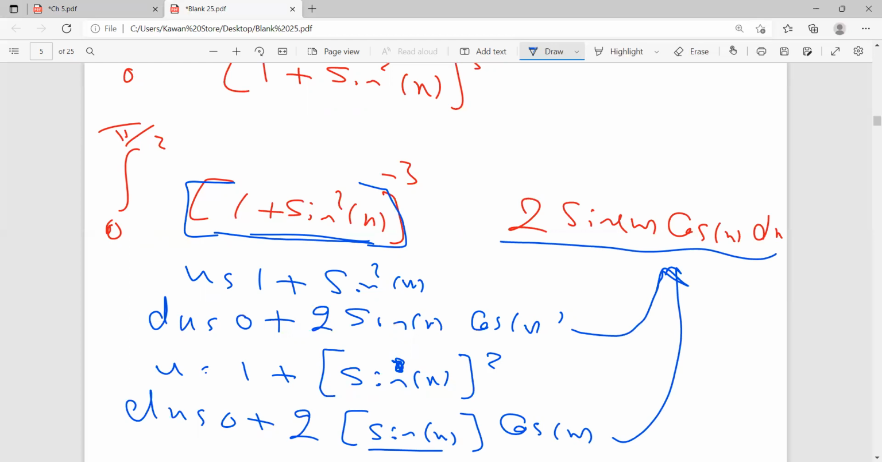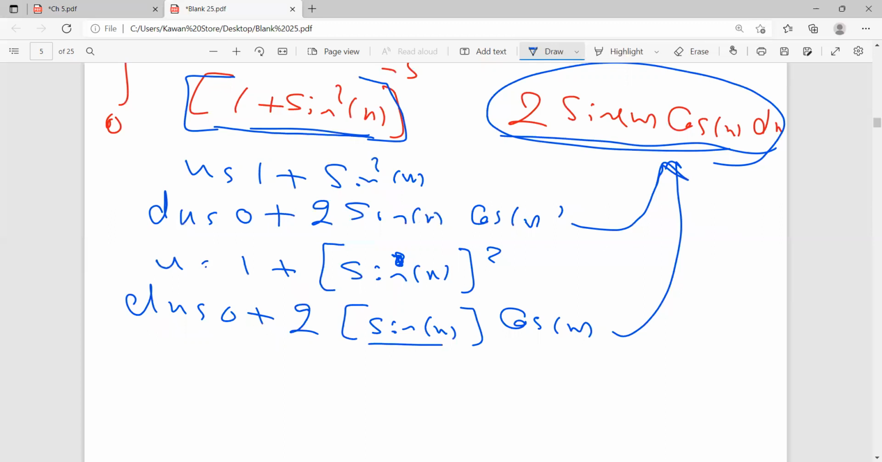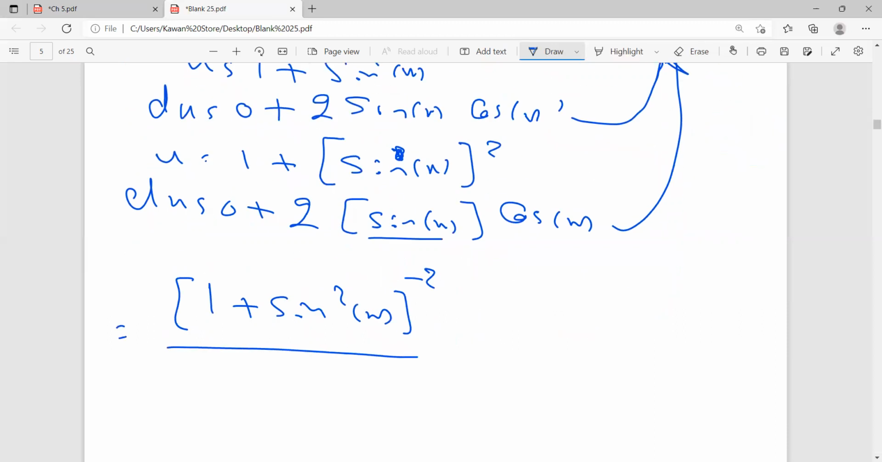So this will be what? U du. Am I right? U du. So how do we solve U du? We add 1 to the exponent. So I say 1 plus sine square of x, if you add 1, minus 2. Am I right? Okay. Over minus 2 plus c.